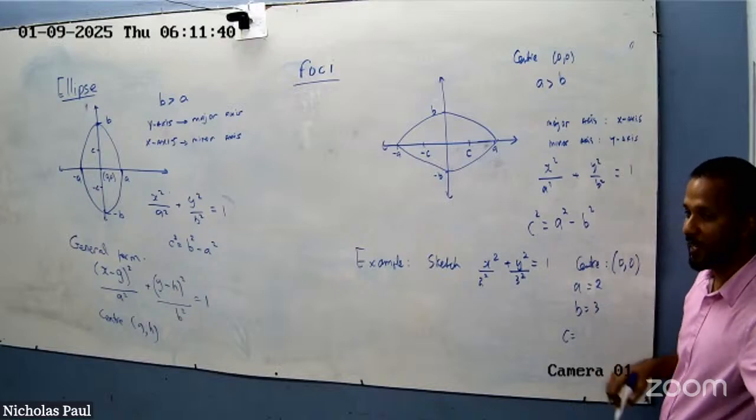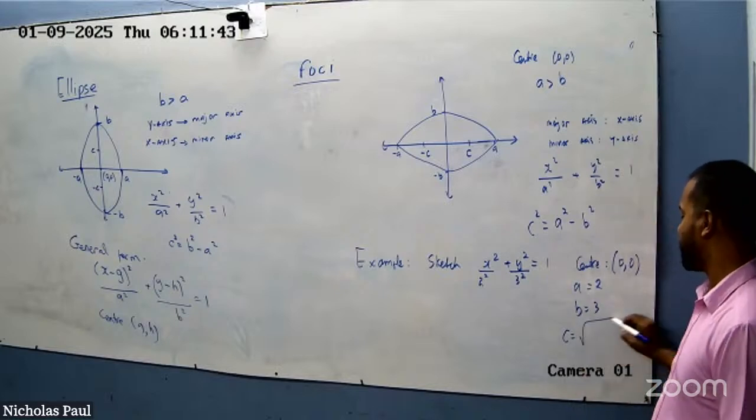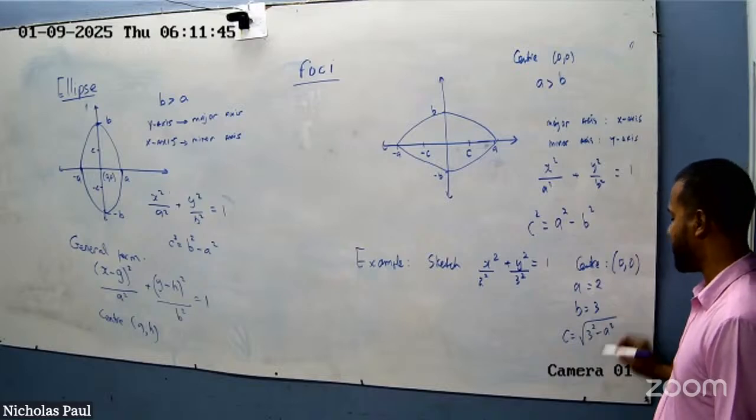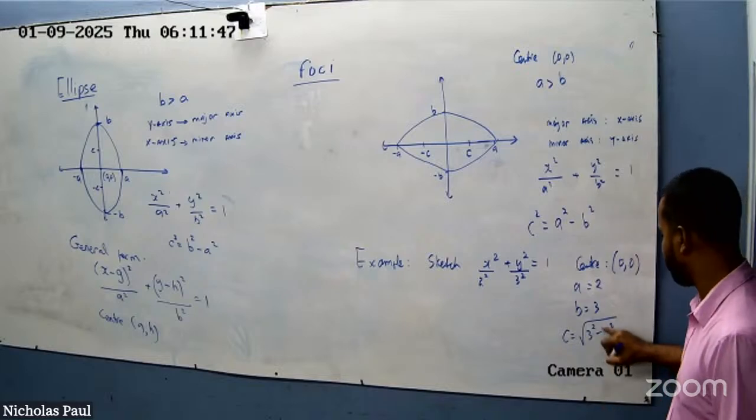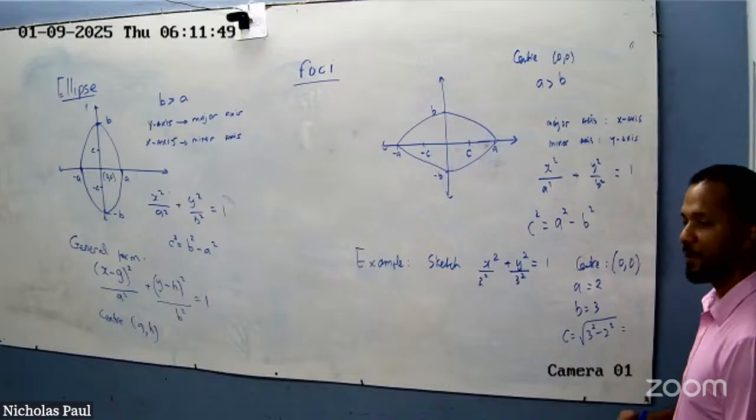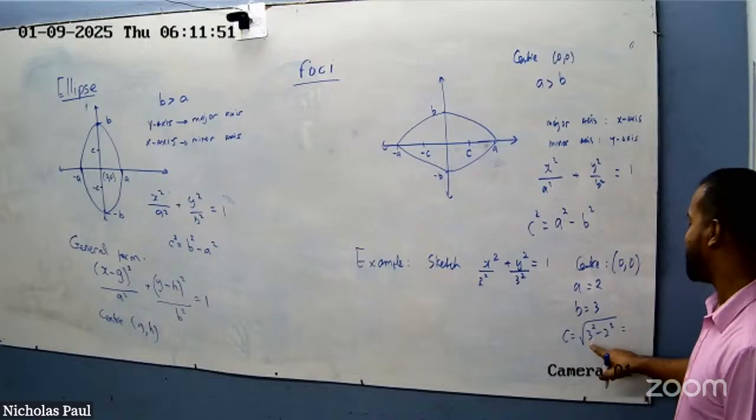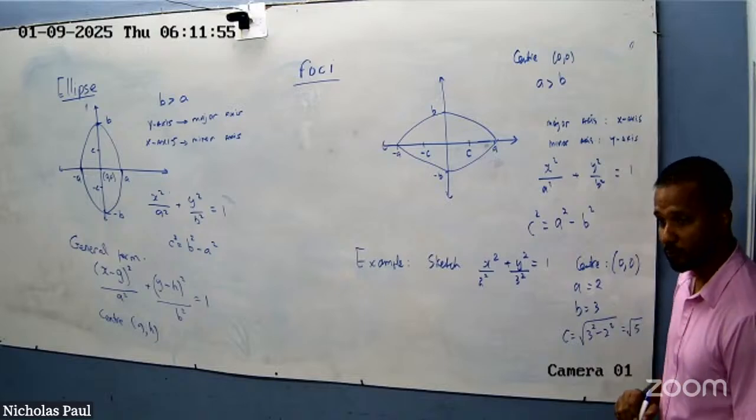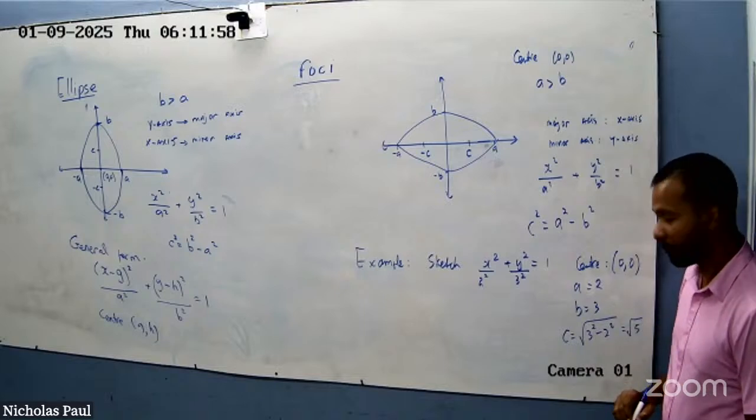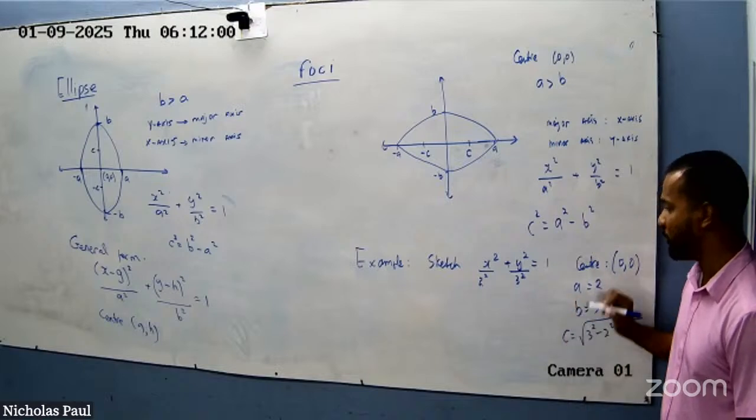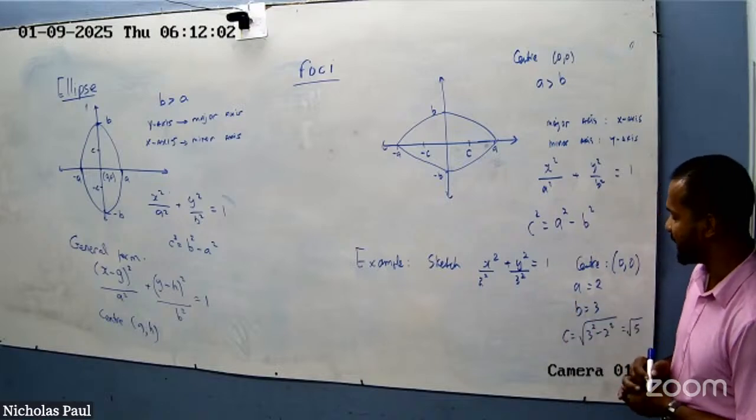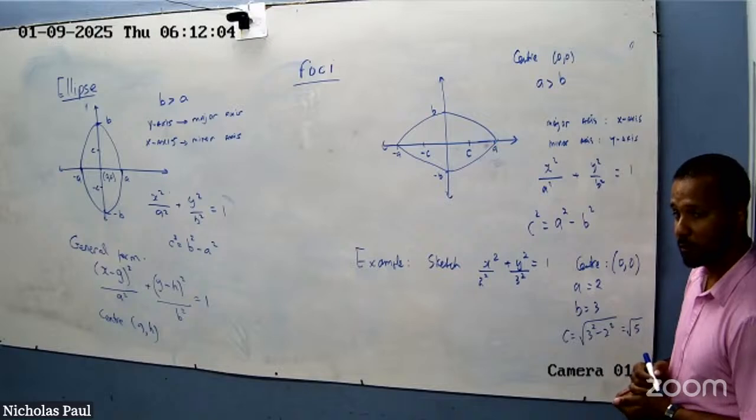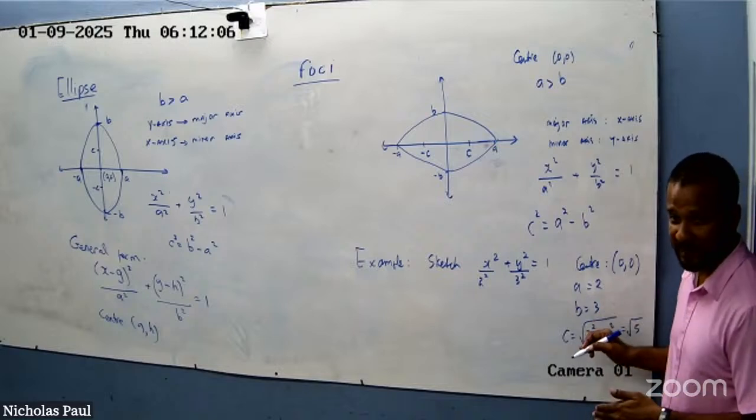B is bigger than A, right? So we're using the square root of 3 squared minus 2 squared. So that is the square root of 9 minus 4, which is root 5. Are you okay with that? So we know C, we know A, we know B, we know the center. Who has the major axis? B, right? So the y-axis is the major axis.